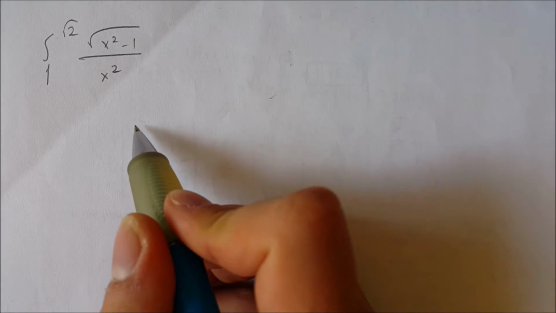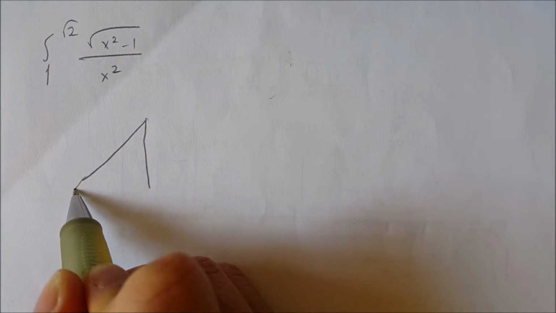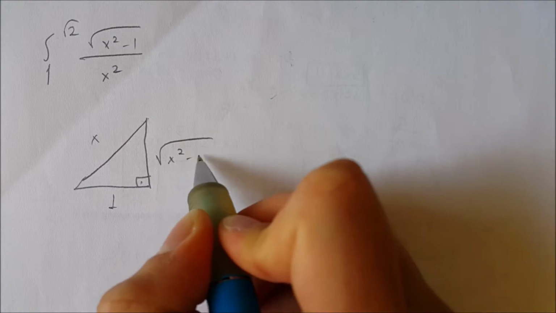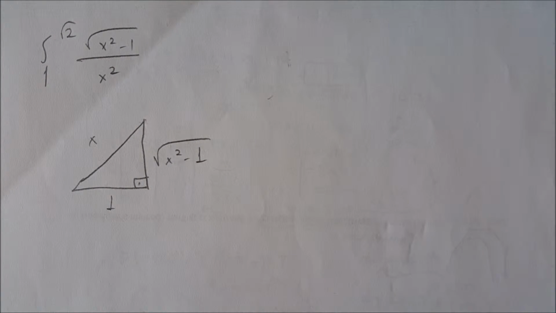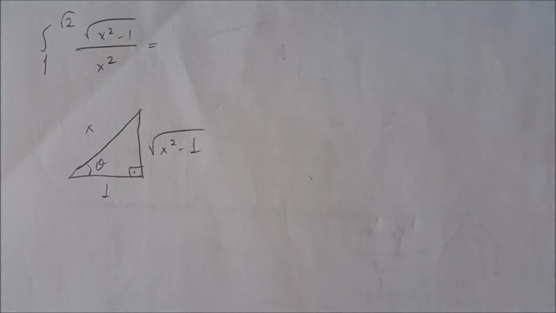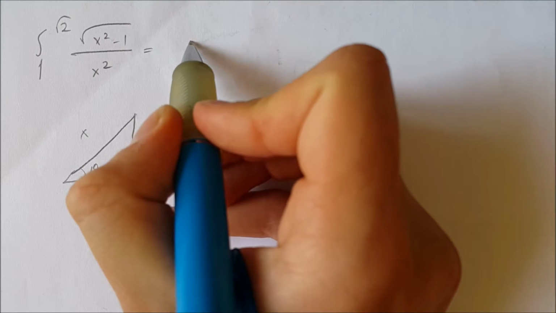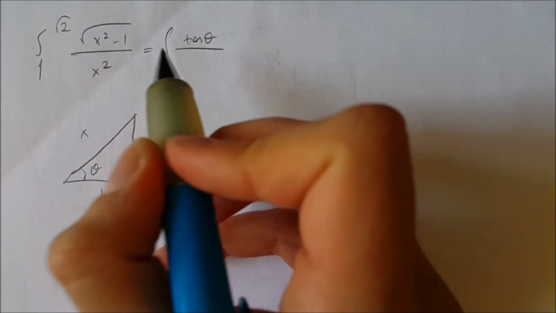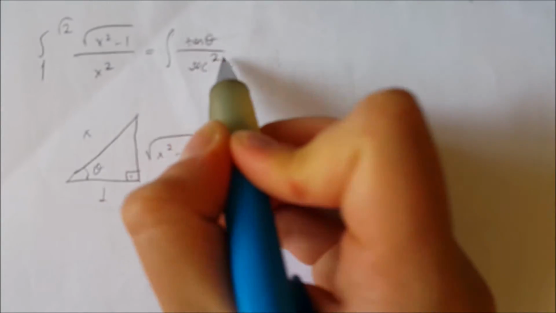This method is called trig substitution. In the trig substitution method, you draw a right triangle relating these two functions. So in this case, if we drew something like this, 1, x and root x squared minus 1. If you drew something like this, we could easily say that if this was theta, we could easily say that now root x squared minus 1 is equal to tangent theta. And x squared is equal to secant theta squared.